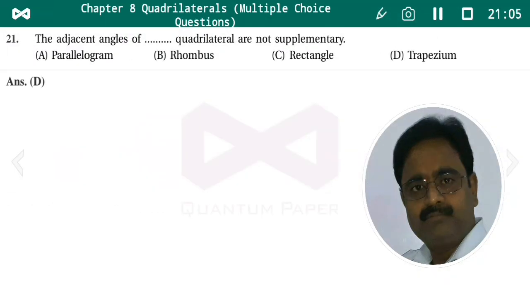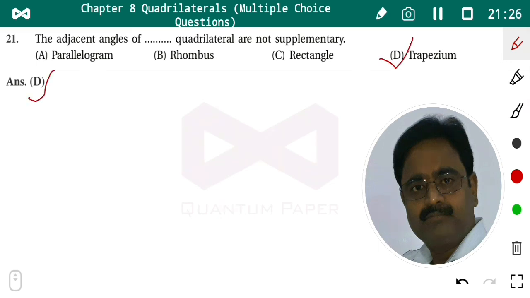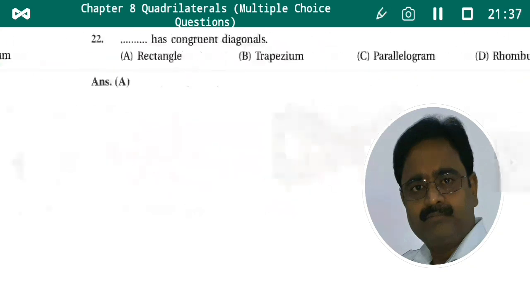In this it is given: the adjacent angles of which quadrilateral are not supplementary. किस quadrilateral का adjacent angle supplementary नहीं होता है? पैरेललोग्राम का तो होता है, रोम्बस का भी होता है, रेक्टेंगल का भी होता है. इट मीन्स ऑप्शन डी विच इज ट्रेपीजम, इसका एडजेसेंट एंगल सप्लीमेंट्री नहीं होता. इसमें भी दो पेयर ऑफ एडजेसेंट एंगल सप्लीमेंट्री होते हैं, लेकिन अदर टू पेयर ऑफ एडजेसेंट एंगल्स आर नॉट सप्लीमेंट्री. दैट्स व्हाई आवर आंसर इज ट्रेपीजम. रीजन समझ में आ रहा है ना? गुड. सो लेट अस मूव ऑन द नेक्स्ट क्वेश्चन नंबर 22.